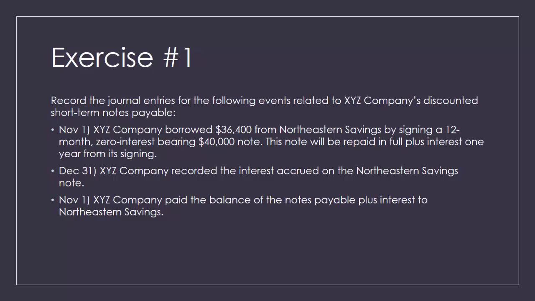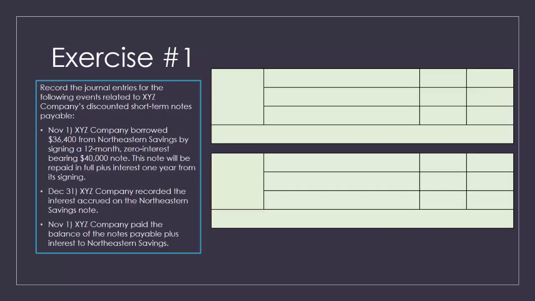So since we're signing it in the middle of a year, we're going to have to accrue some interest at the end of the year, and then we're going to record finally on the following November 1st the payment of the balance of this note plus any interest if necessary. So let's start with the first entry on November 1st when we are signing this note.